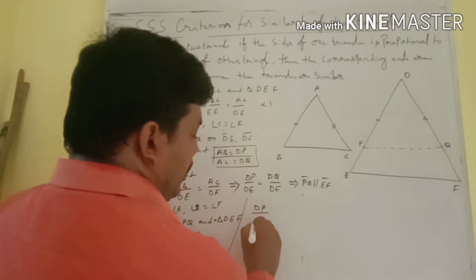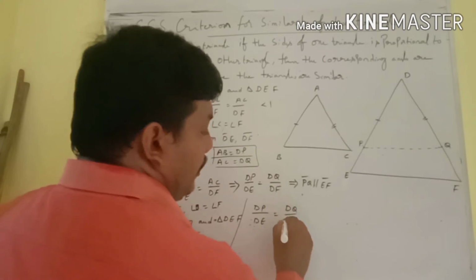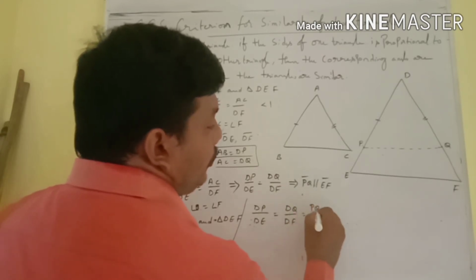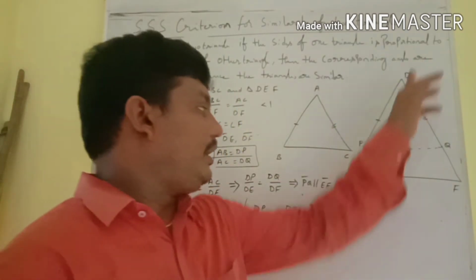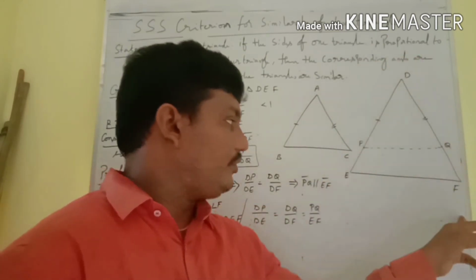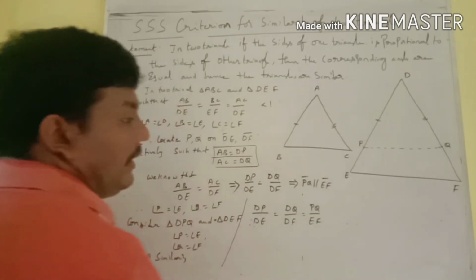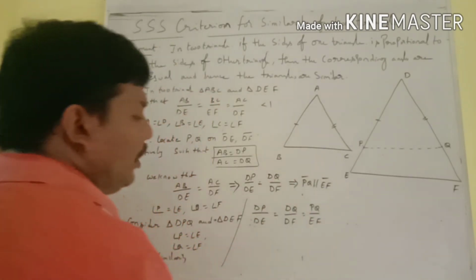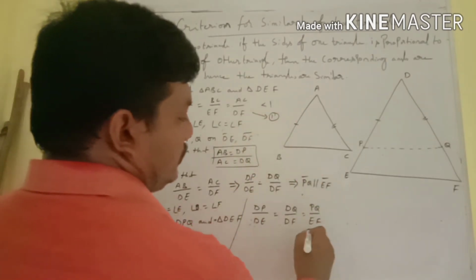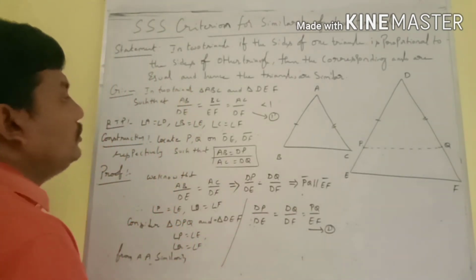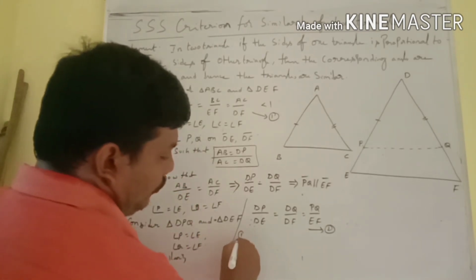DP by DE is equal to DQ by DF is equal to PQ by EF. So that is called the similarity condition, from AA similarity. Now we consider this as the first equation, and this as the second equation.